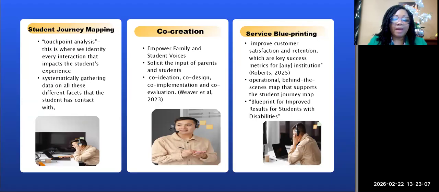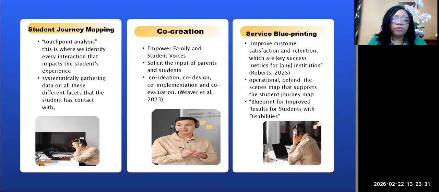So the student journey map allows us to organize these touch points, if you will, chronologically, showing the highs and the lows so we can visualize the student's experience throughout the day. Another way that service research is going to be applicable is how it empowers family and student voices. Service research approach recognizes that families and students are going to be experts in their own lived experience.